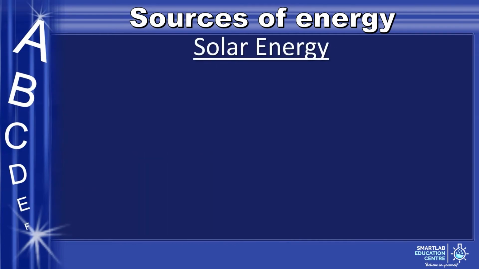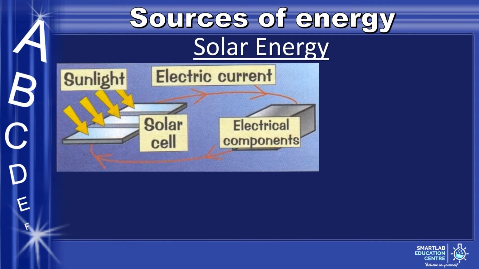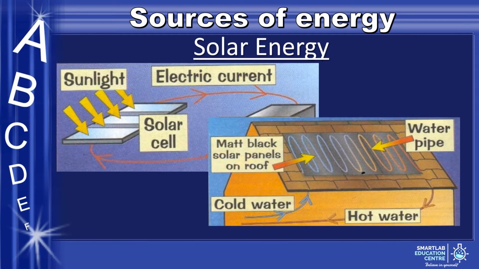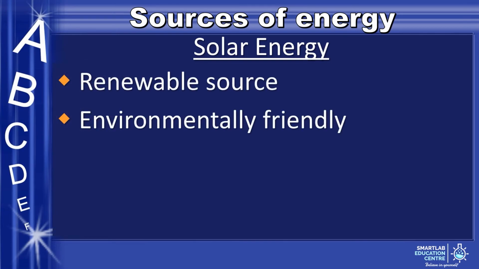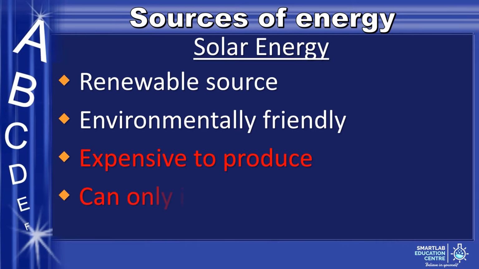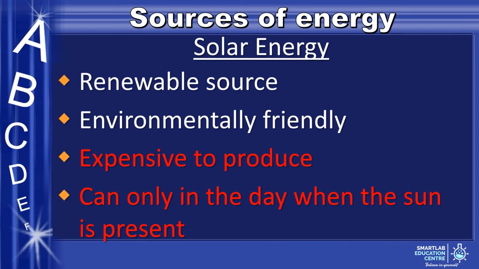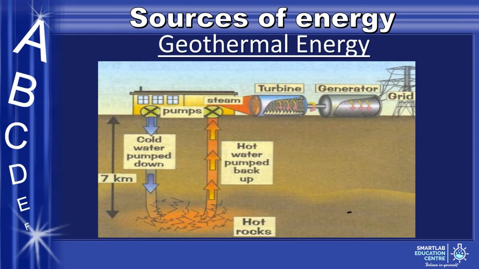Next, we have solar energy. This uses a renewable source, sunlight, and converts light energy into electric energy. Here is another example of solar energy, which is used to heat water for uses such as showering. It is environmentally friendly. However, solar panels are expensive to produce and they can only work during the day when the sun is present. Next, geothermal energy.